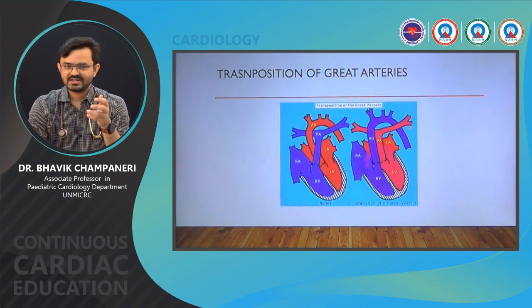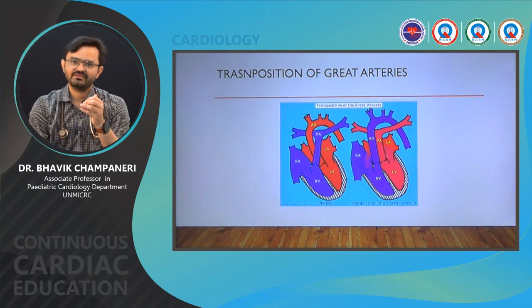So another example of cyanotic congenital heart disease includes TGA. This is a normal heart, while here the aorta is arising from the morphological right ventricle and the pulmonary artery is arising from the left ventricle. So there is a parallel circulation. Deoxygenated blood coming from the body is again going back into the aorta, while oxygenated blood coming from the pulmonary artery is coming to the left ventricle and again going to the pulmonary artery.